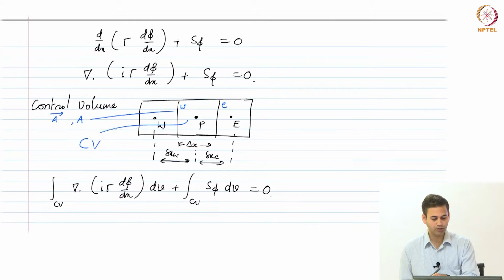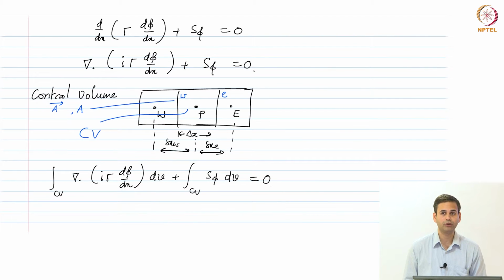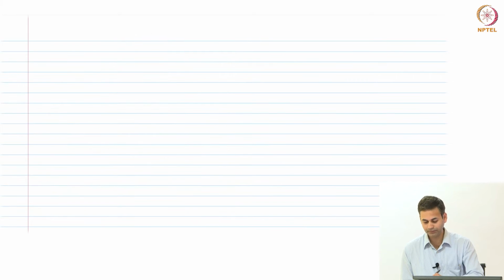Okay, so now what would be the next step once you have integrated on a control volume? What do we do in the finite volume method? We essentially invoke the Gauss divergence theorem and convert the divergence operator in the volume integral into a surface integral. So we are going to invoke the Gauss divergence theorem.